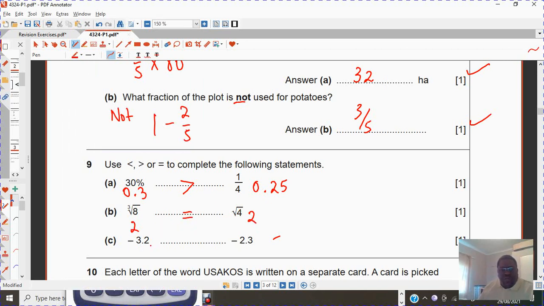Negative 3.2 is a bit further away from 0. This negative 2.3 is closer. So the closer you are to 0, the bigger the number is. Again, simply just 1 mark questions for that.